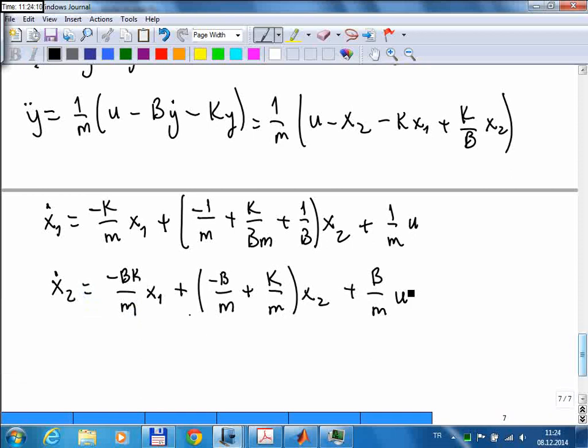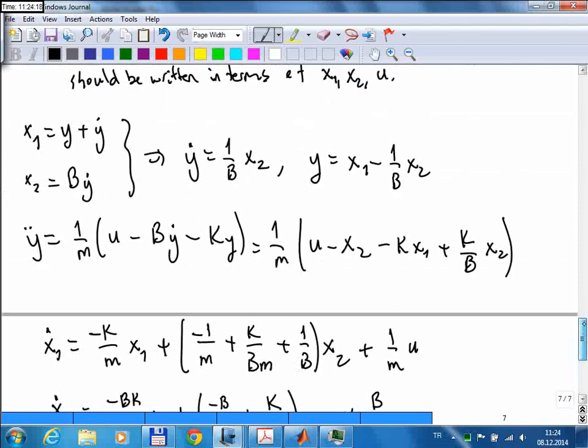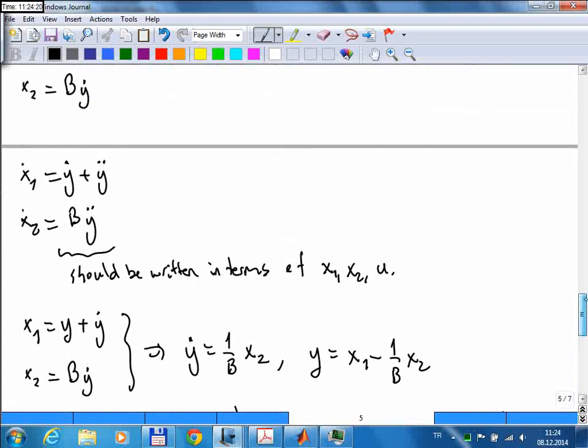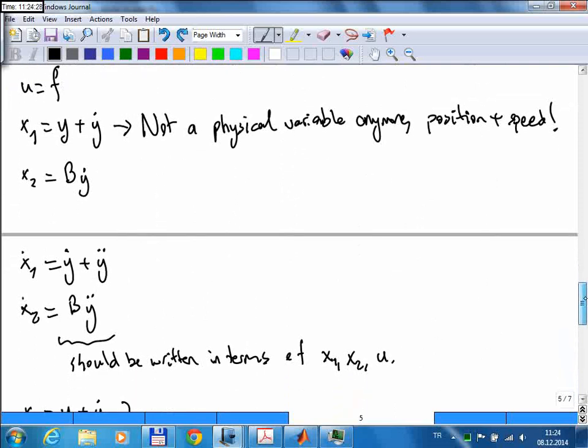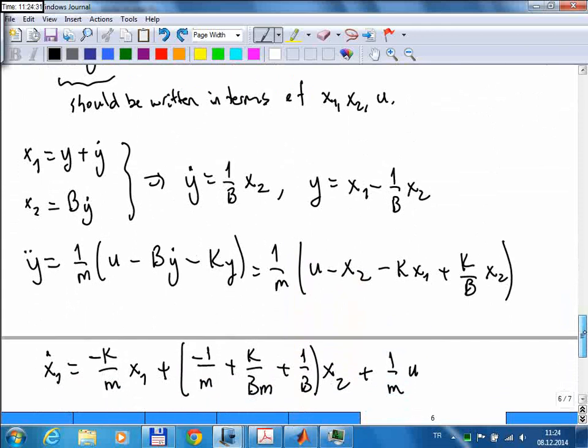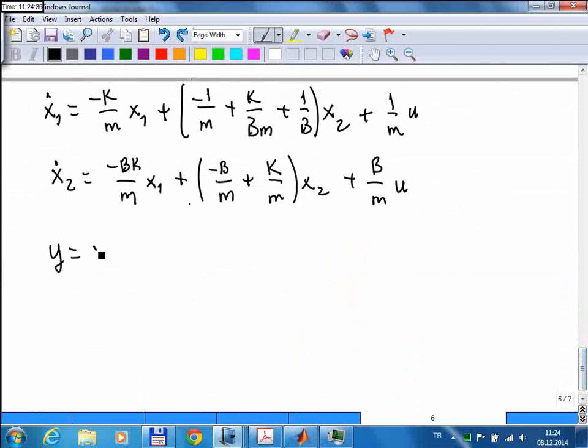Okay, so these are the two state equations, and I should write the output equation y. That is equal to x1 minus y dot, and y dot is this thing, so y becomes x1 minus 1 over b times x2. Okay?